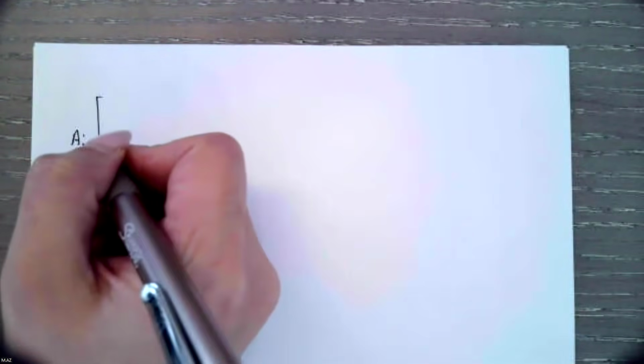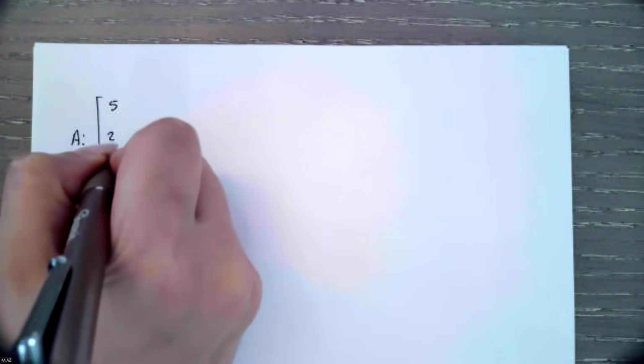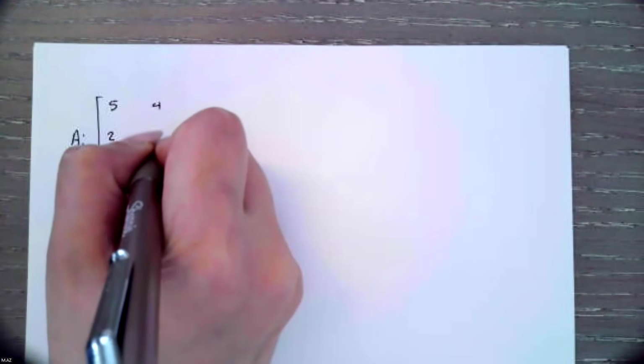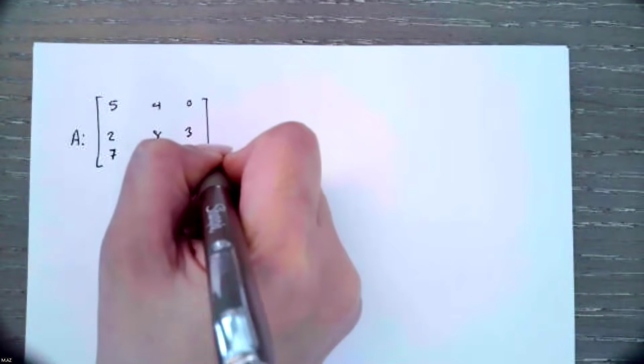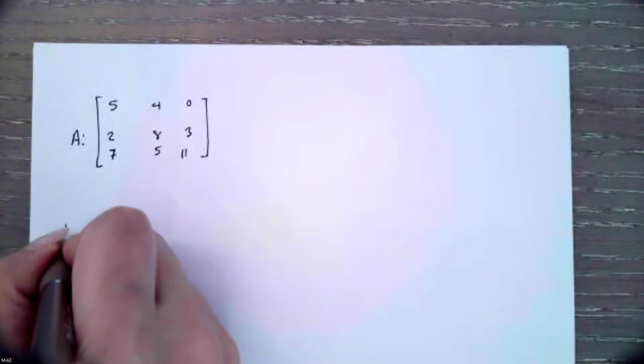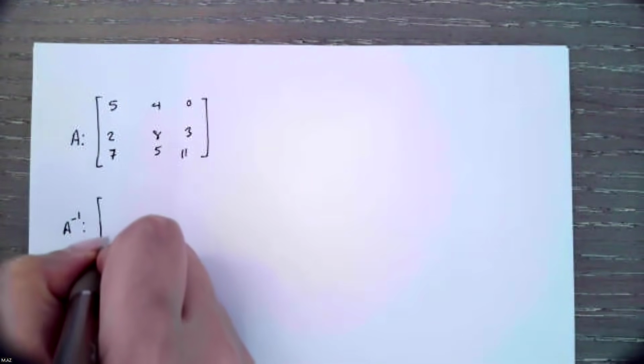This is the matrix A. And this is the inverse of the matrix A.